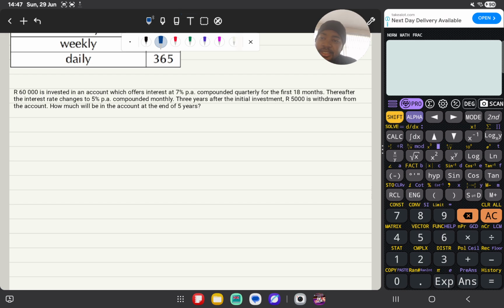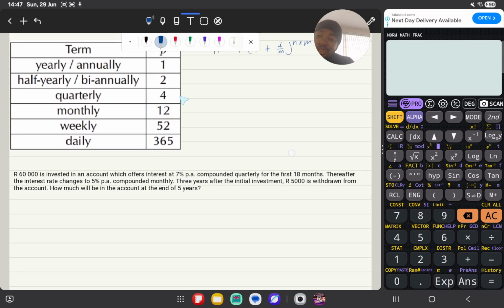60,000 rand is invested in an account which offers interest at 7% per annum, compounded quarterly, right? Compounded quarterly. So quarterly, we already know it's 4, right? The period is 4. This means our interest is compounded 4 times a year, so we gain interest 4 times a year. Do you understand?